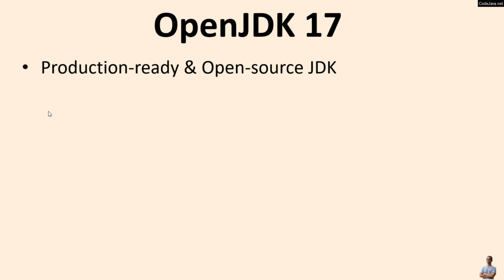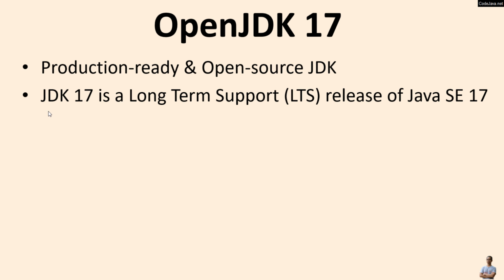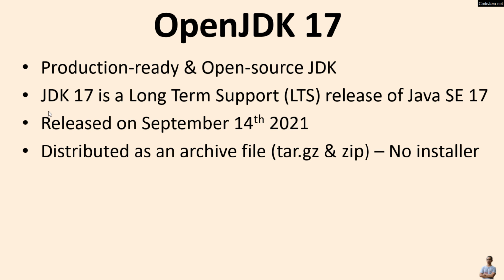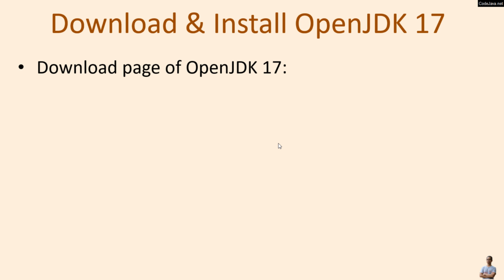You know, OpenJDK is a production-ready and open source distribution of Java Development Kit, and JDK 17 is a long-term support or LTS release of Java SE 17, which was released on September 14, 2021. And OpenJDK is distributed as an archive file, such as tar.gz and zip, and there is no installer or setup program for OpenJDK. And this is the official download page of OpenJDK 17.